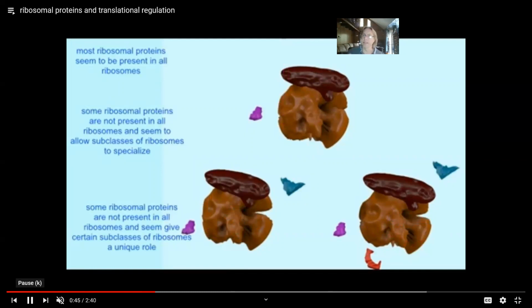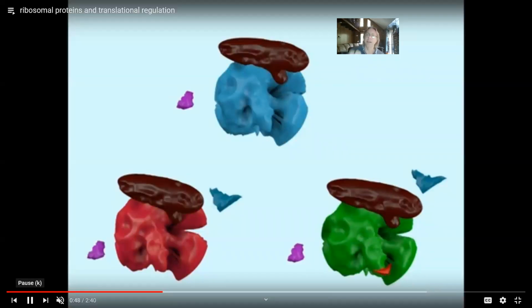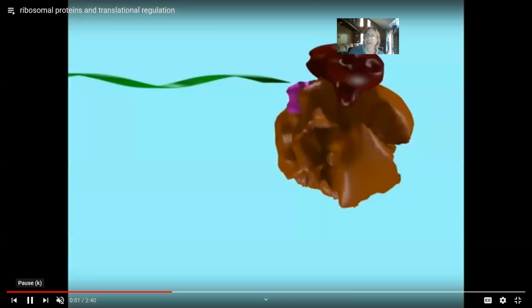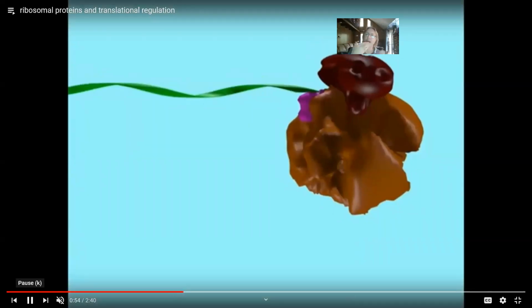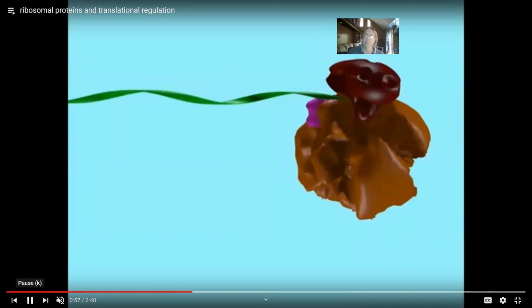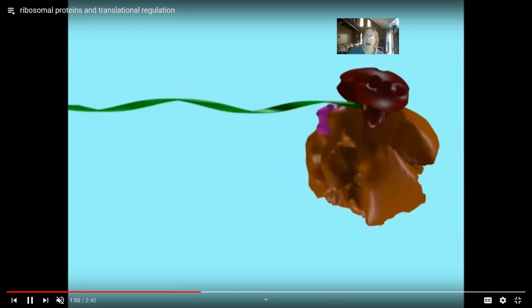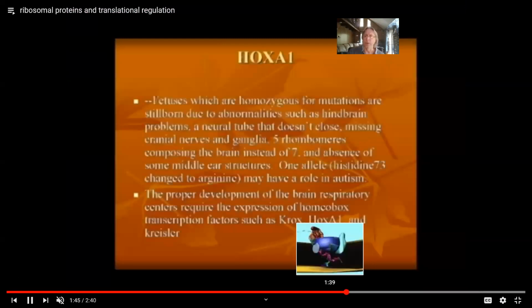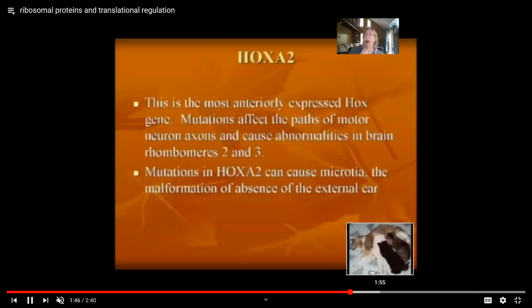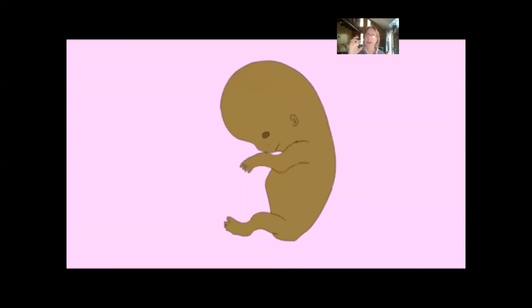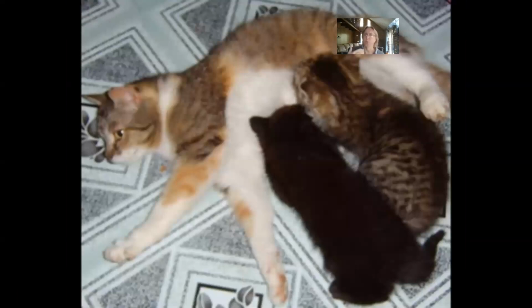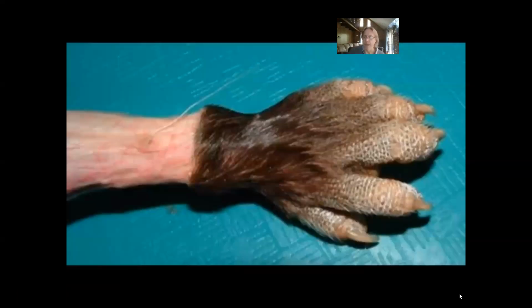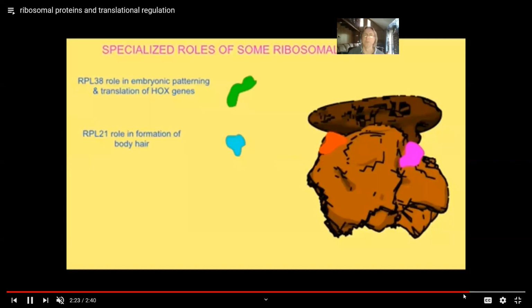So ribosomes then come in different classes that may then preferentially translate different mRNAs. So certain mRNAs may be translated by ribosomes with some of these small ribosomal proteins, and others are translated by other ones. And so, for example, the HOX proteins expressed in fetal development, there are ribosomal proteins which will preferentially translate HOX proteins or proteins for white blood cell development.